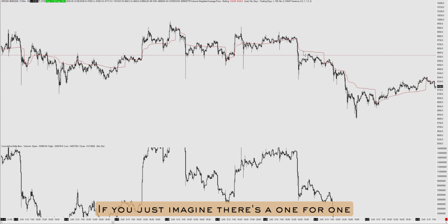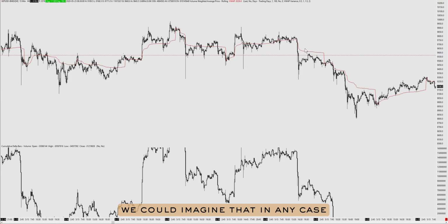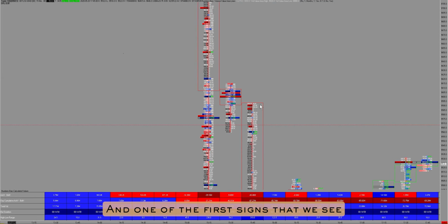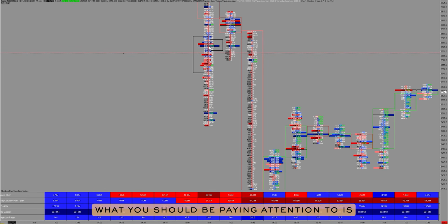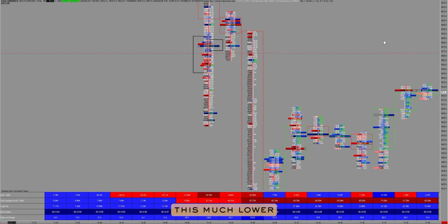If you just imagine there's a 1-for-1 in terms of participation at this level, if we're going to treat it as if it's neutral, which it wouldn't be, we can imagine that in any case, if you're below it, that shorts are in better position, that they are in control. So we have the breakdown of the level, and one of the first signs that we see is that yes, we do see buyers bid this up, but immediately at the low, what you should be paying attention to is that sellers are willing to offer this much lower.